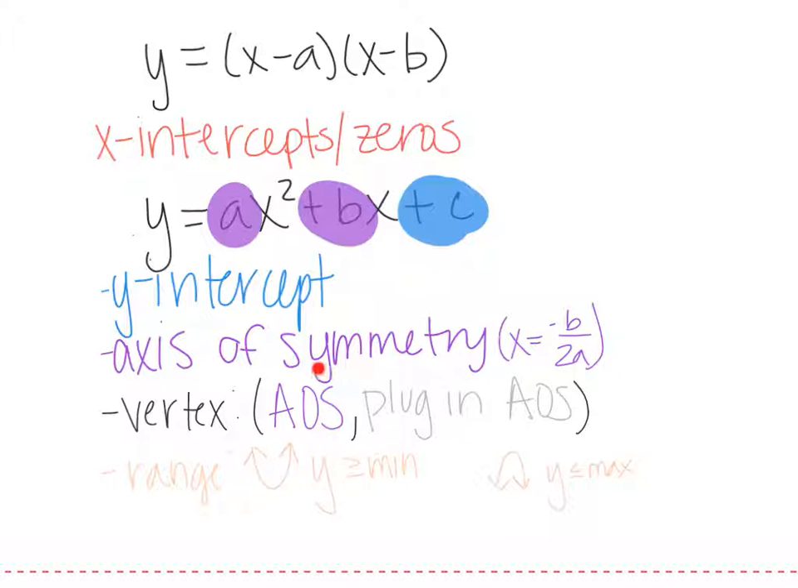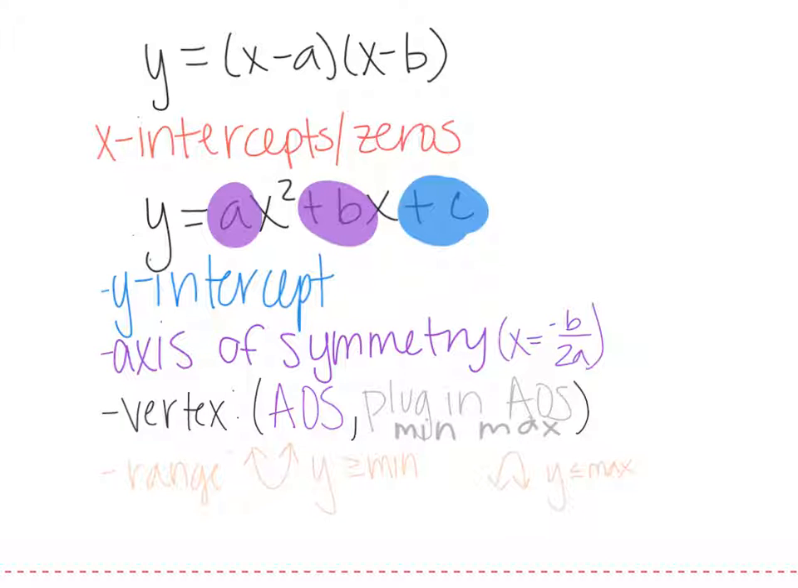To find the vertex, you use that same number you got from the axis of symmetry, and that gives you half of your vertex. To find the other half, you plug in that value and see what you get out for y. And that value also gives you your minimum or your maximum. The way you decide if it's a min or a max, and the way you decide on your range, is if your graph opens up or if your graph opens down.